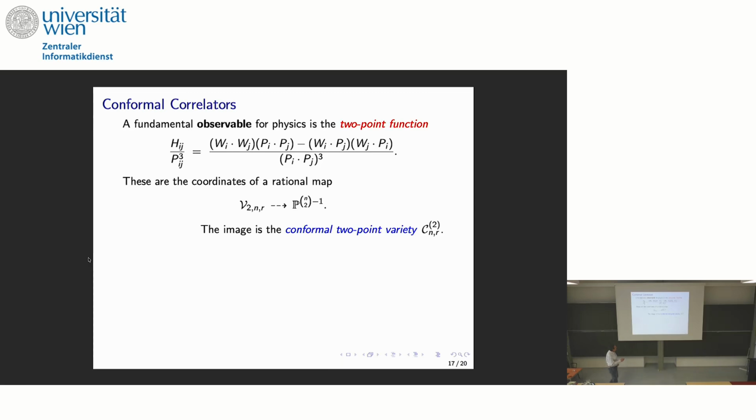So the thing we're really interested in, the cosmologists are really interested in, are these 2-point, 3-point, 4-point functions. And the simplest one is this one: hij divided by pij cubed, which is this rational function. That's one we're going to be even more interested in.